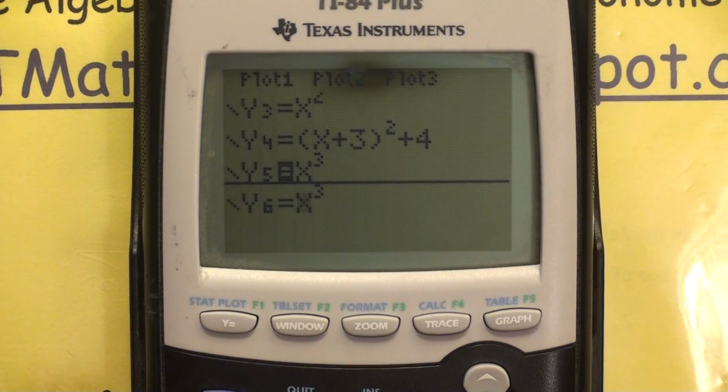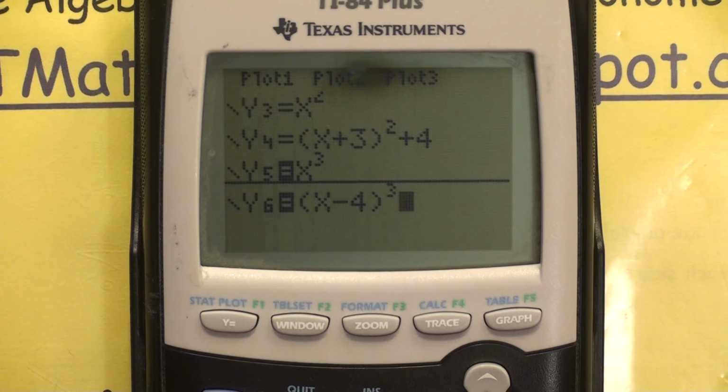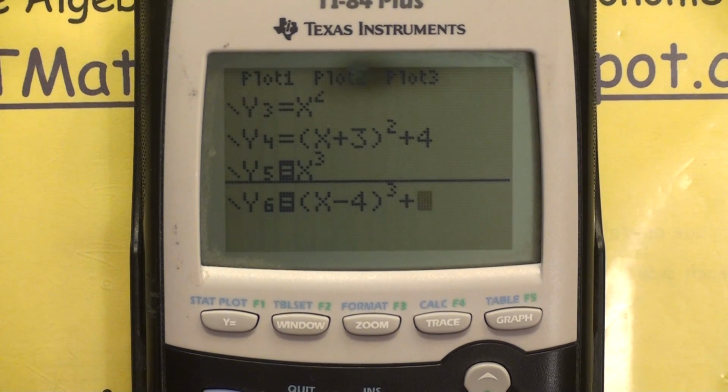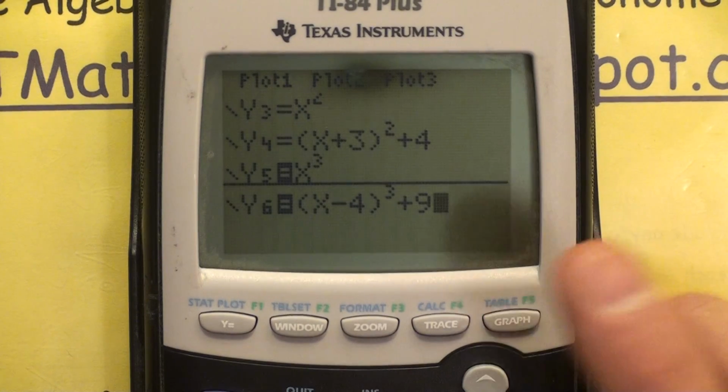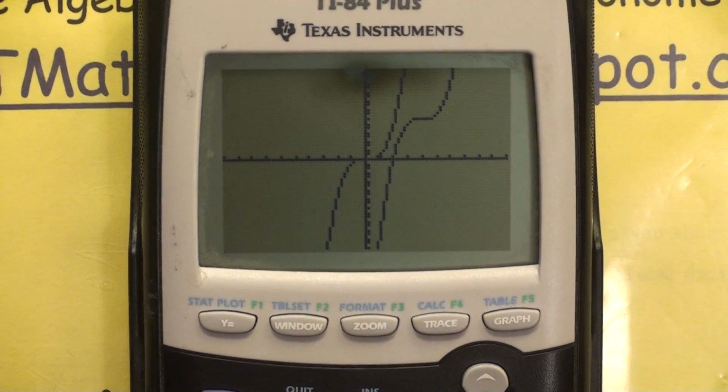Let's go inside here. Let's put in parentheses, insert. So we're going to do x minus 4 in parentheses. We're going to delete that other x. Then we're going to go plus 9. Okay. There's the graph. Okay, now look what happened here.